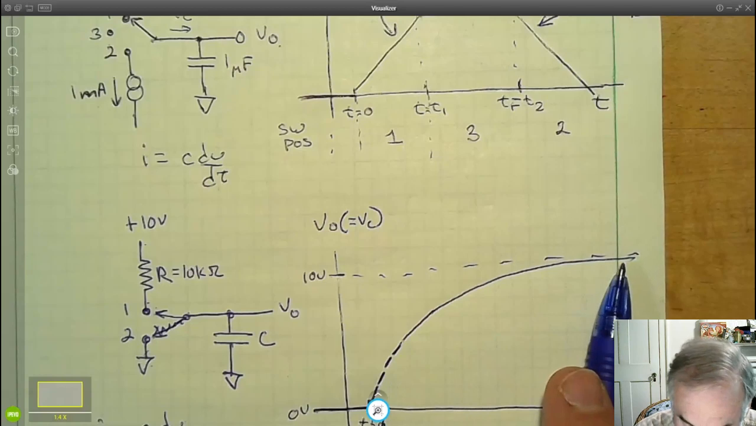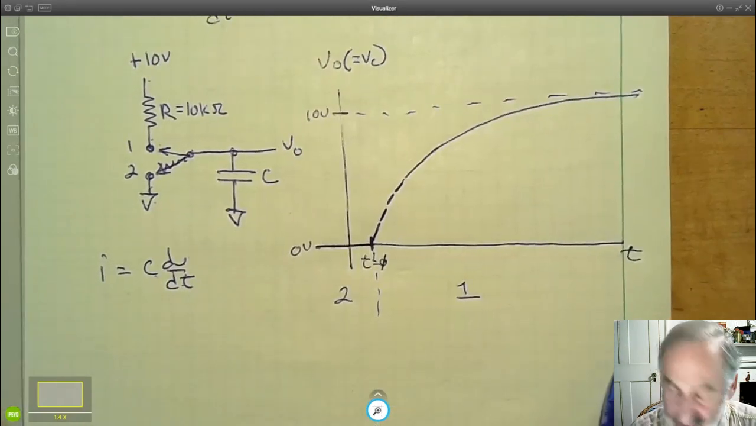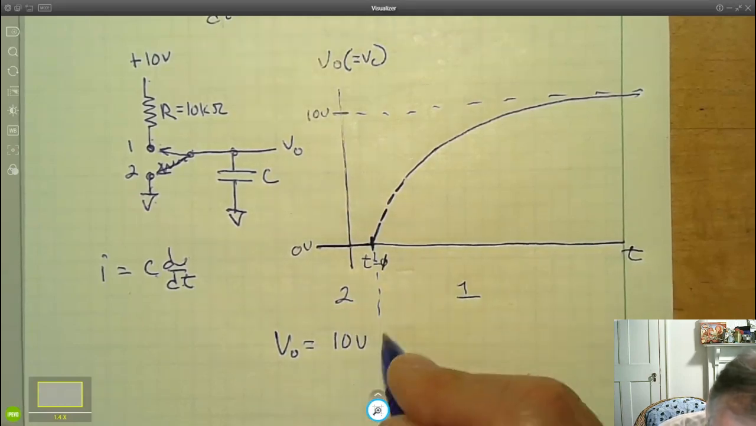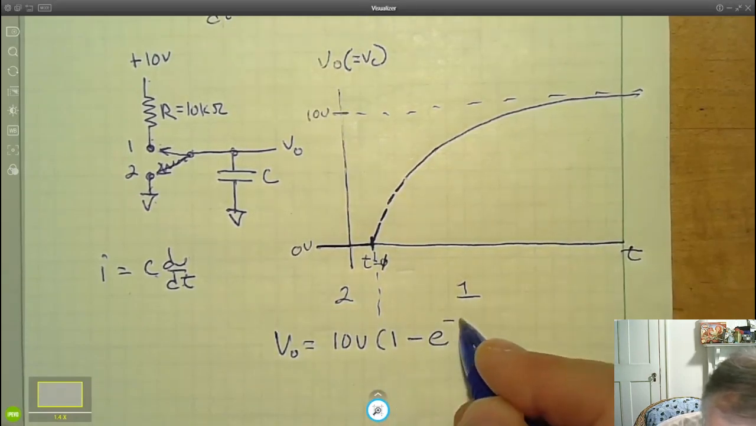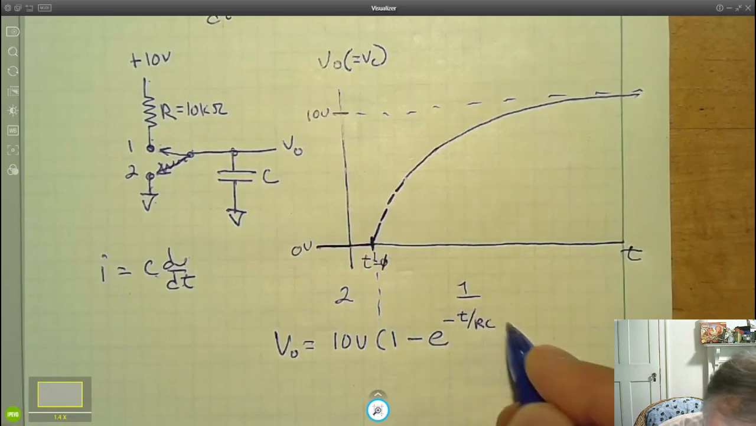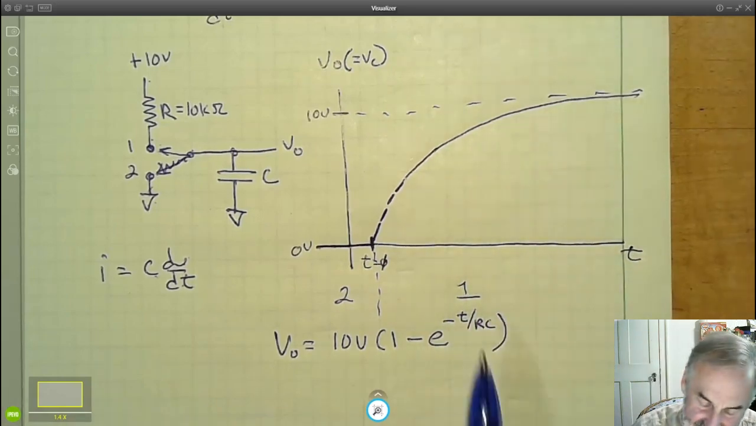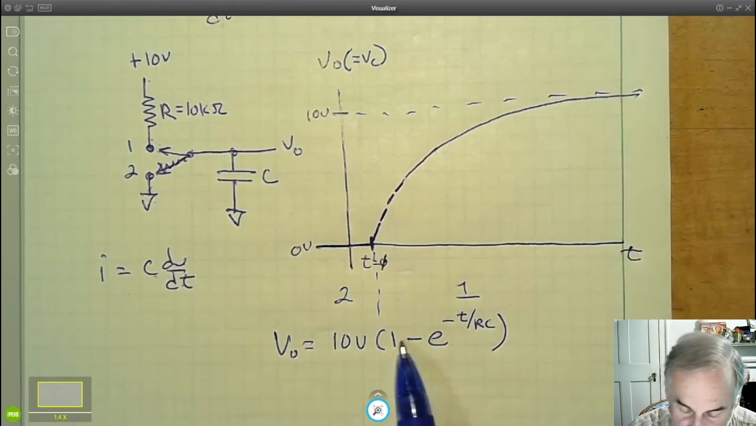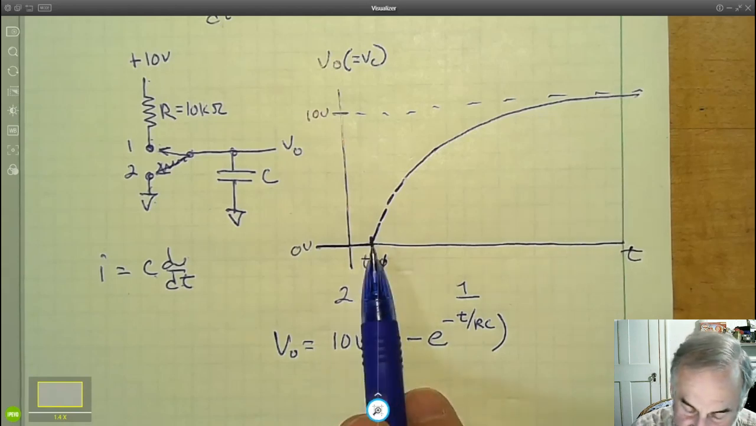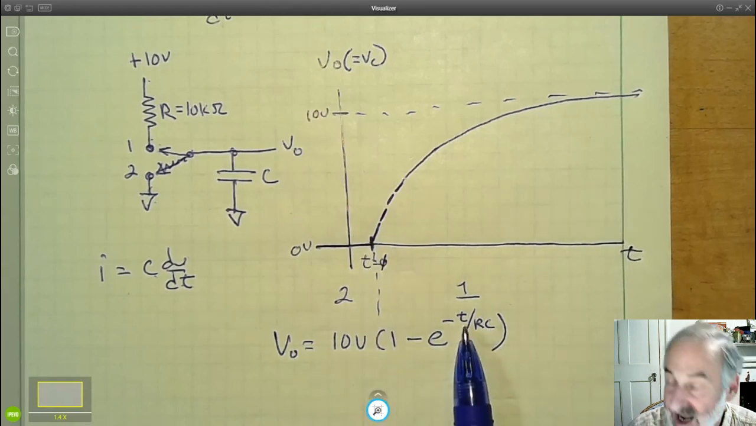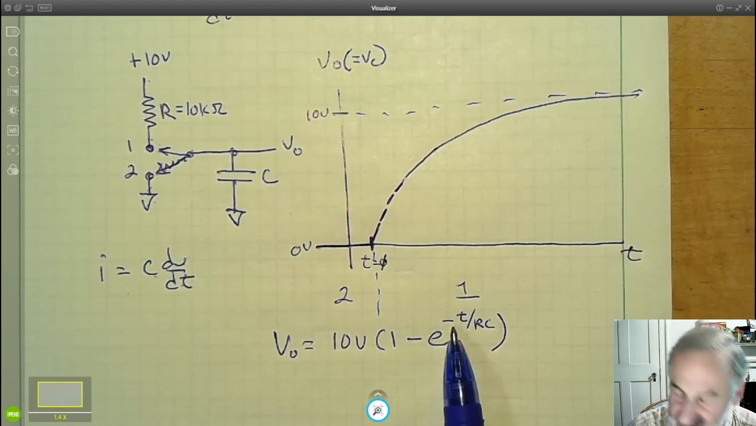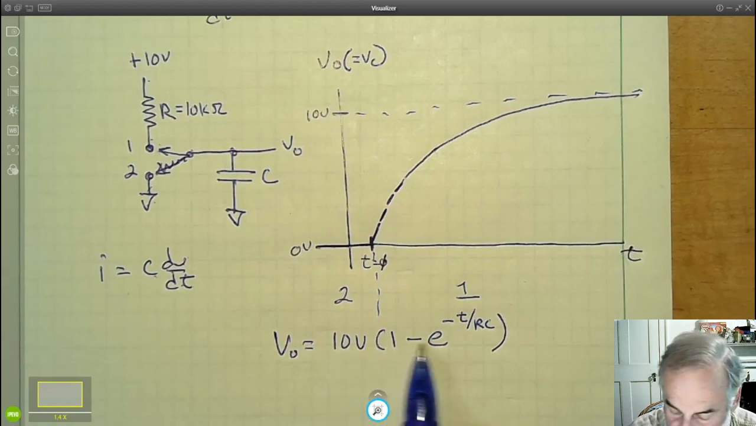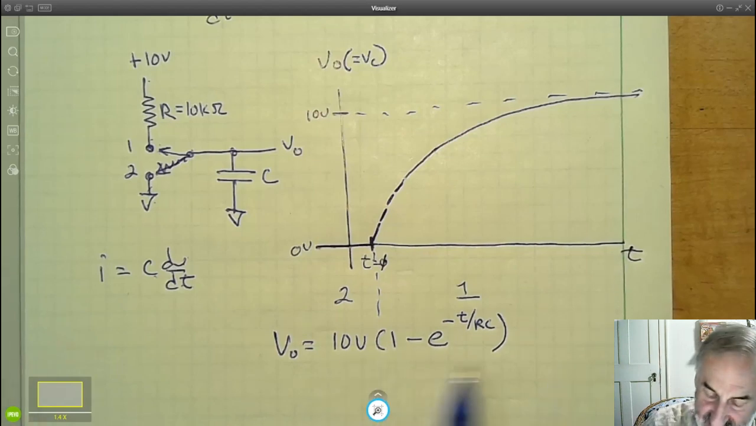This is a classic exponential curve, and I'm not going to show you the equations, but V out is equal to the terminal voltage times 1 minus e to the minus t over RC. Let's see if that makes sense. At t equals 0, e to the 0 is 1. 1 minus 1 is 0, times 10 is 0, so we'd expect to have 0 volts here. At some very high value of time, this would be e to the minus big value, which is effectively 0, so we'd expect to get 10 times 1 minus 0, or 10 volts. So at least this seems to have the right structure.